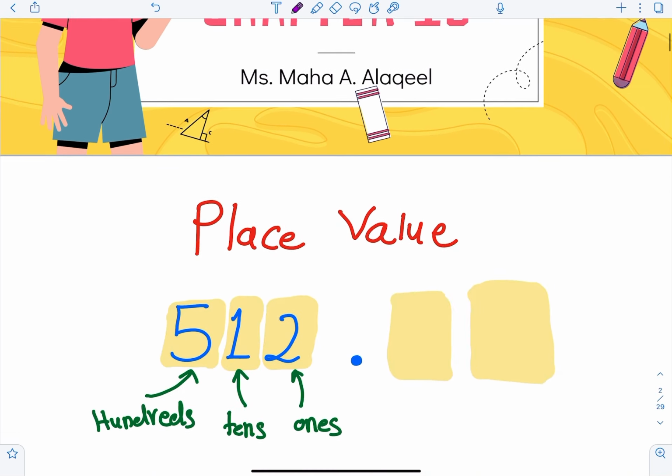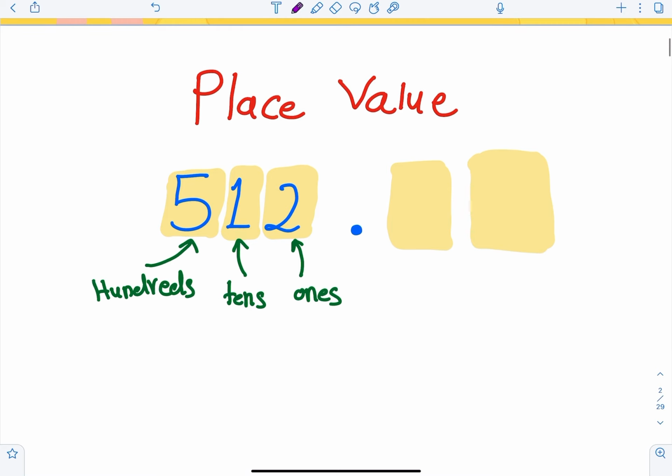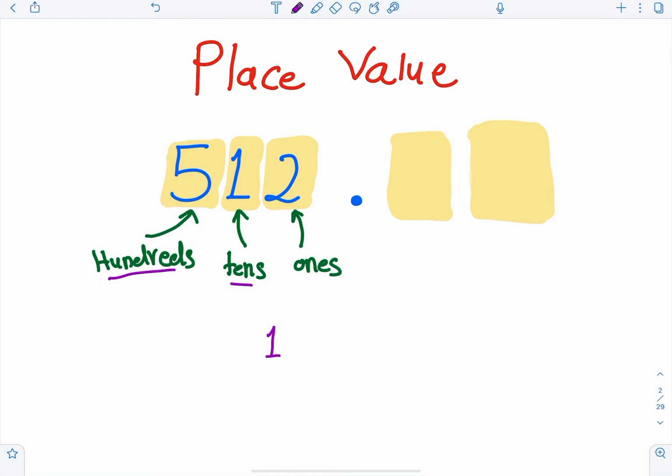Let's begin. First thing, let's discuss the place value. Here I have a regular number, 512. If you can see, the number 5 is of course in the hundreds place, the number 1 is in the tens place, and the number 2 is in the ones place. Well, what happens when I have parts of numbers, like numbers less than 1, fractions, parts of a number?